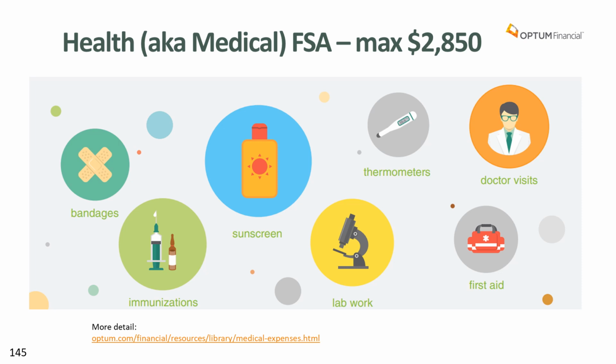There is the health or medical FSA that you may elect for as much as $2,750 and then use that money that you've sent from your paychecks into the FSA on qualifying expenses such as bandages, sunscreen, lab work, doctor's office visits, and other first aid needs.